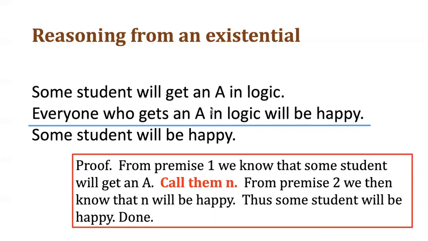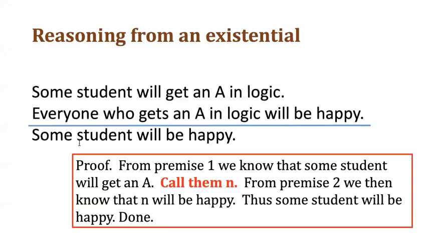But since all students from premise 2 who get an A are going to be happy, I know that N is going to be happy. I'm just instantiating this universal claim and doing modus ponens about my object N. Since N is also a student and they're going to be happy, I know that this conclusion holds. So informally speaking, you can go very fast. It's pretty obvious that this argument is valid.